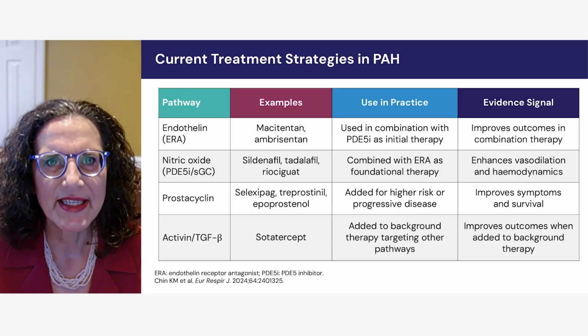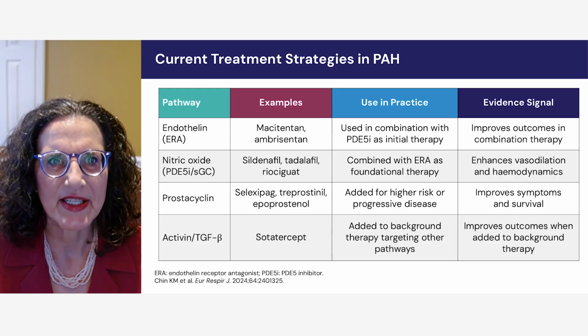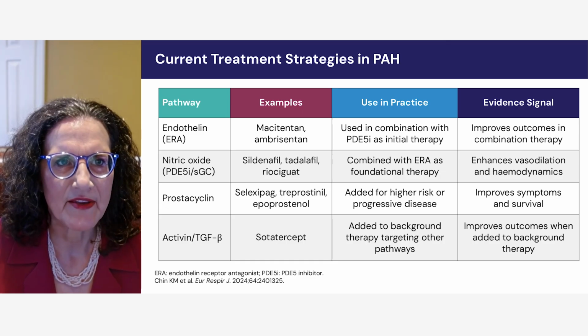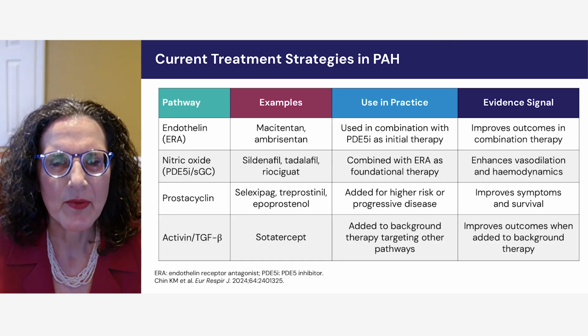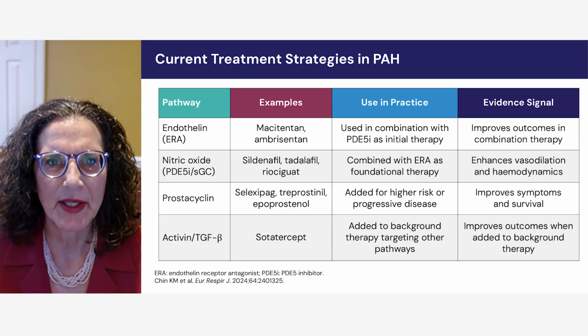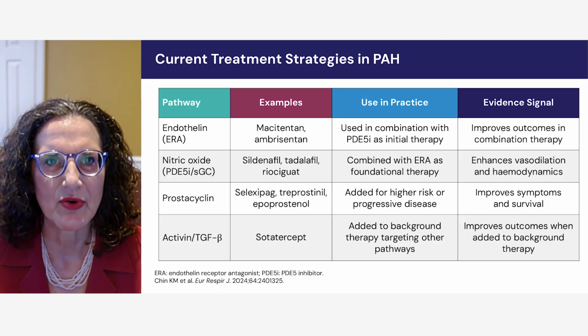We are so lucky to have so many therapies for PAH in the different categories that we currently have, including endothelin receptor antagonists, agents that affect the nitric oxide pathway, prostacyclin pathway agents, and the activin TGF-β pathway. And Dr. Humbert reviewed these pathways for you already, and these agents are used in clinical practice often as combination therapy for pulmonary hypertension with sequential escalation in patients who are not meeting our treatment goals.